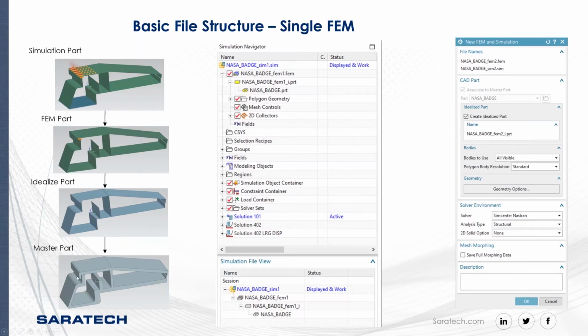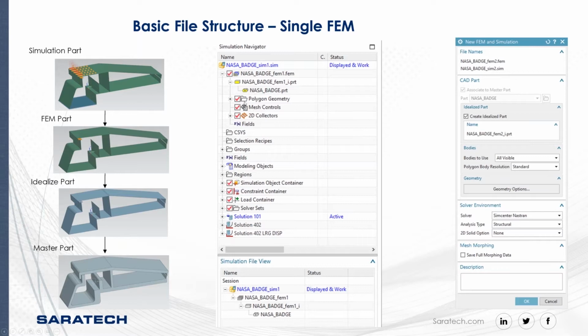So what you have, and this is at the bottom of the FEA assembly, is the master part. This is the part that is physically modeled inside the CAD. And then from there, you would create something called the idealized part, and we'll discuss further what an idealized part is. And then you can also create your FEM part, which controls the mesh. And then you have your simulation part, which controls the solution and boundary conditions.